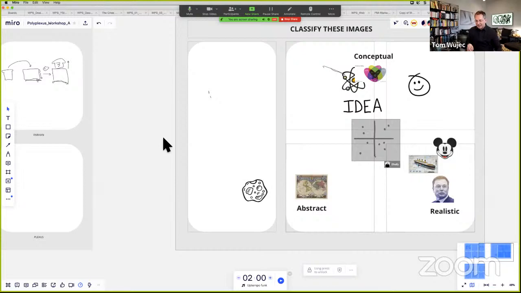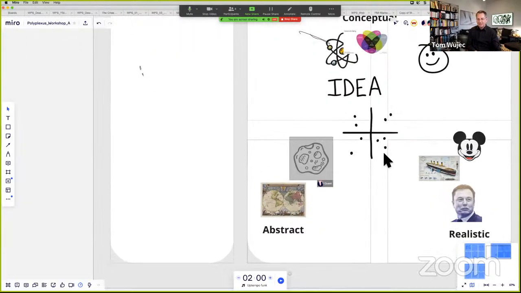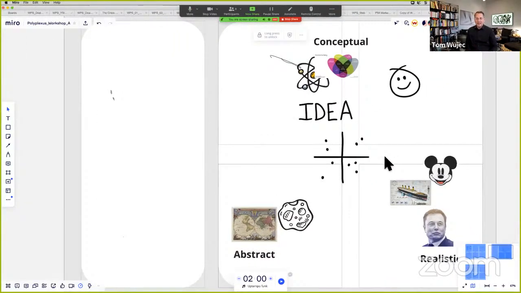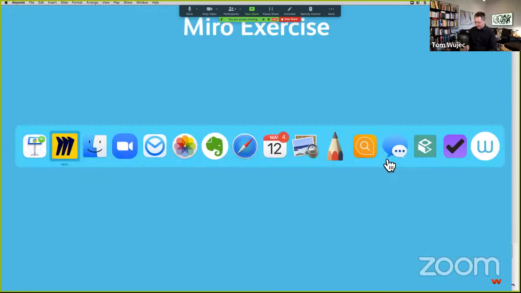So we've just taken a few images and created a simple categorization, and in the process, simple collaboration.